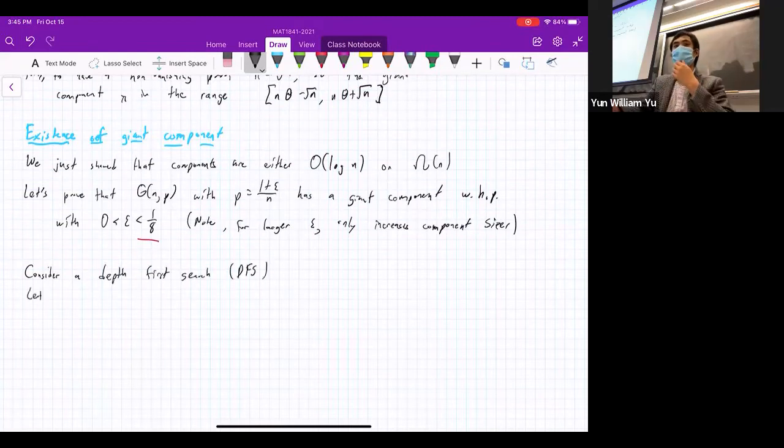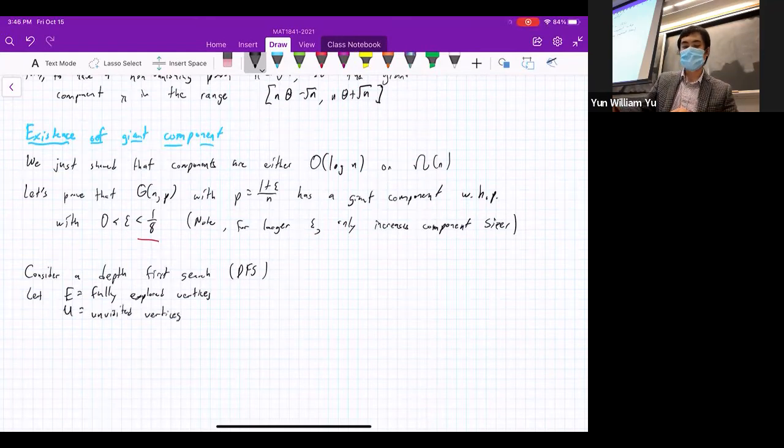And we're going to have a similar process. We're going to let E be equal to fully explored vertices, not edges. I'm just using E for explored. I'm not going to use the term E for edges anytime in this proof. U is going to be unvisited vertices. And F is going to be equal to the frontier of visited and still being explored nodes.